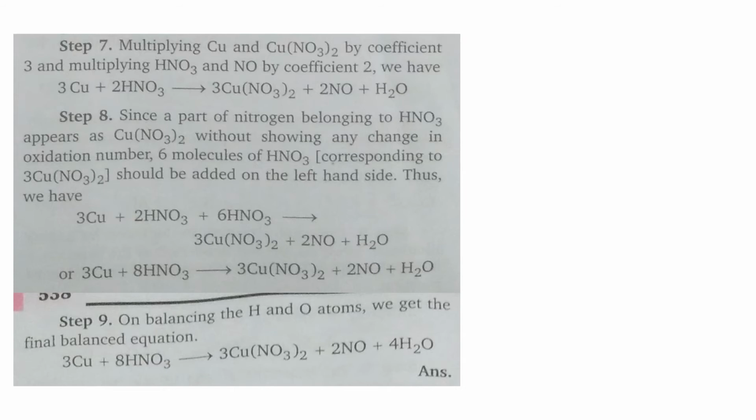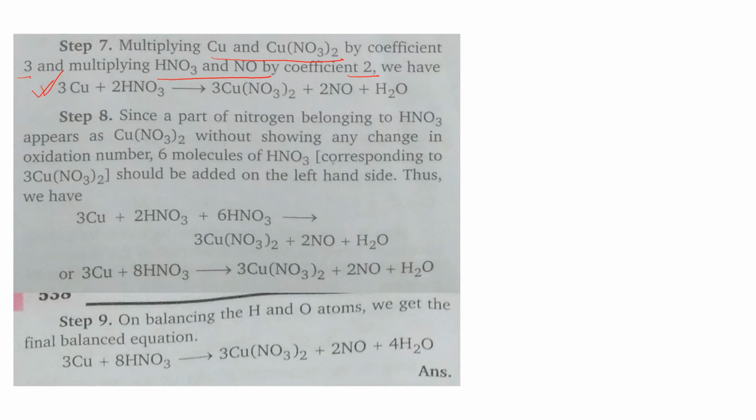That means the molecule in which copper is present has to be multiplied by 3, and where nitrogen is present has to be multiplied by 2. So Cu(NO3)2 has to be multiplied by 3, and HNO3 and NO have to be multiplied by 2. After multiplication, I am getting this one.